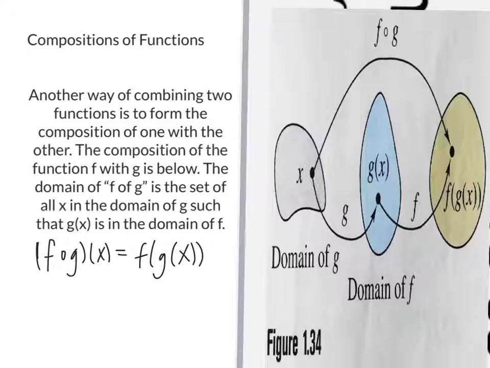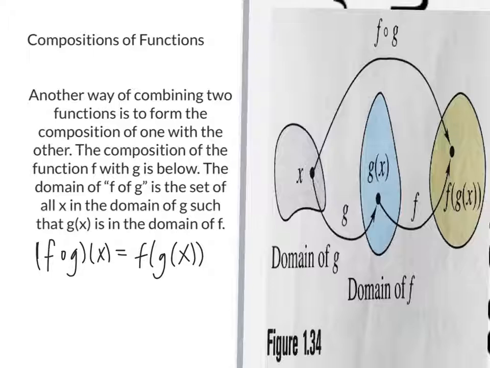All right, again, a very poorly warped image of the diagram that I'm trying to show you. But anyways, it says another way of combining two functions is to form the composition of one with the other. So the composition of the function f with g is f of g of x. That's just the way you say it.